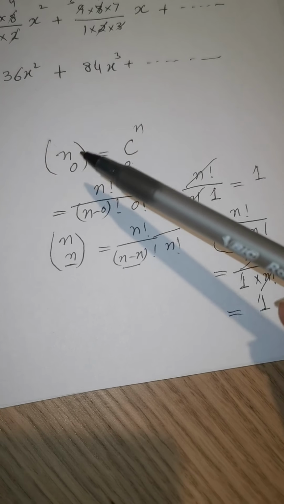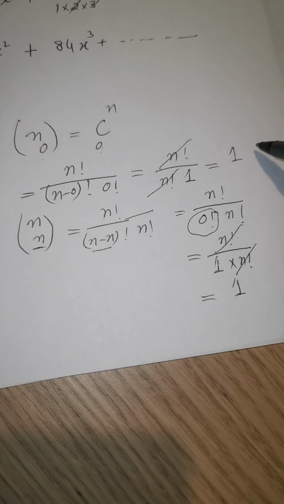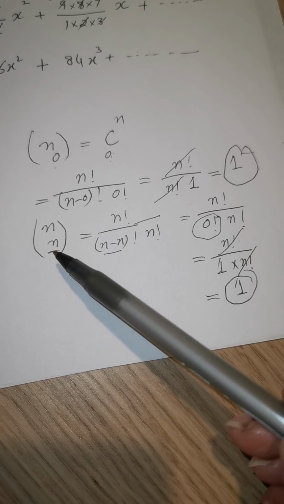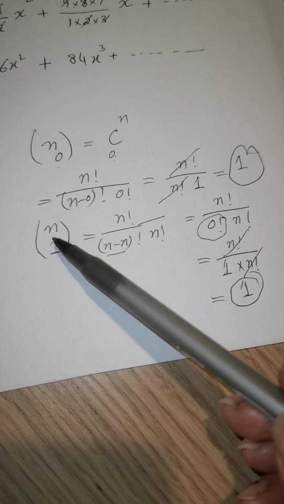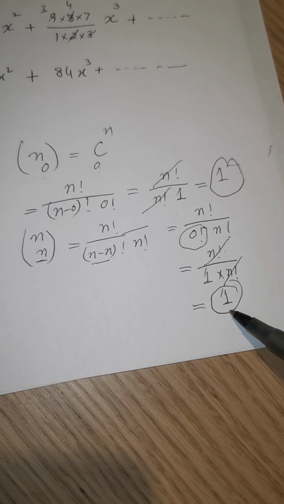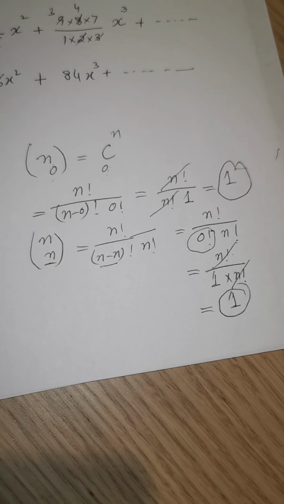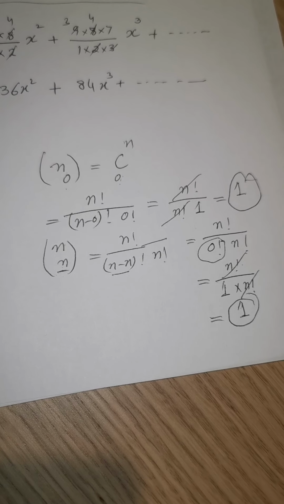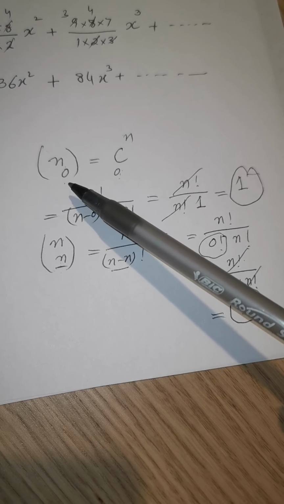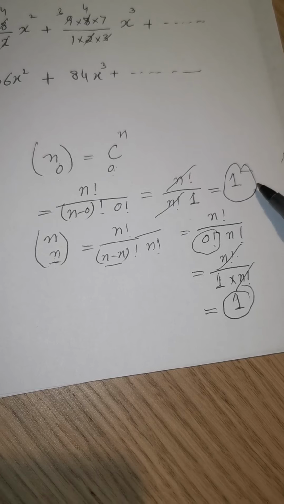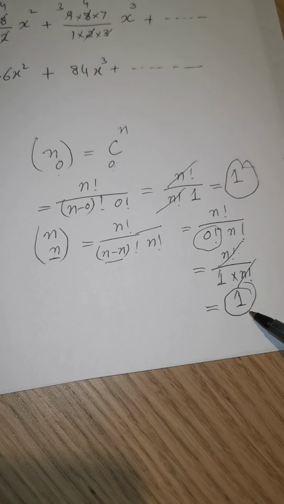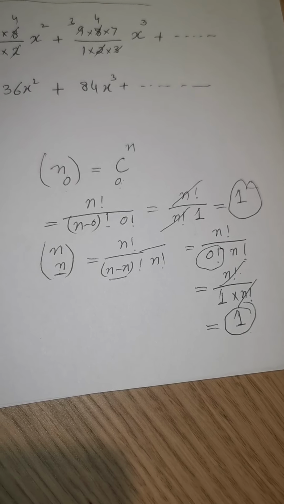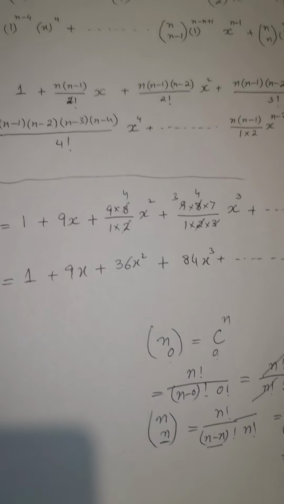So keep it in mind, when we have nC0, the answer will be 1, you have to remember this. And when we have the same numbers, nCn or 3C3 or 4C4 or 5C5, its answer will also be 1. How it is 1, I have explained in this video, you can easily check, right? It will be very easy if you remember these things, so memorize that the nC0 answer is 1, the nCn answer is also 1, and how it is 1, the proof is in front of you, right? So by using all these expressions, you can easily expand.